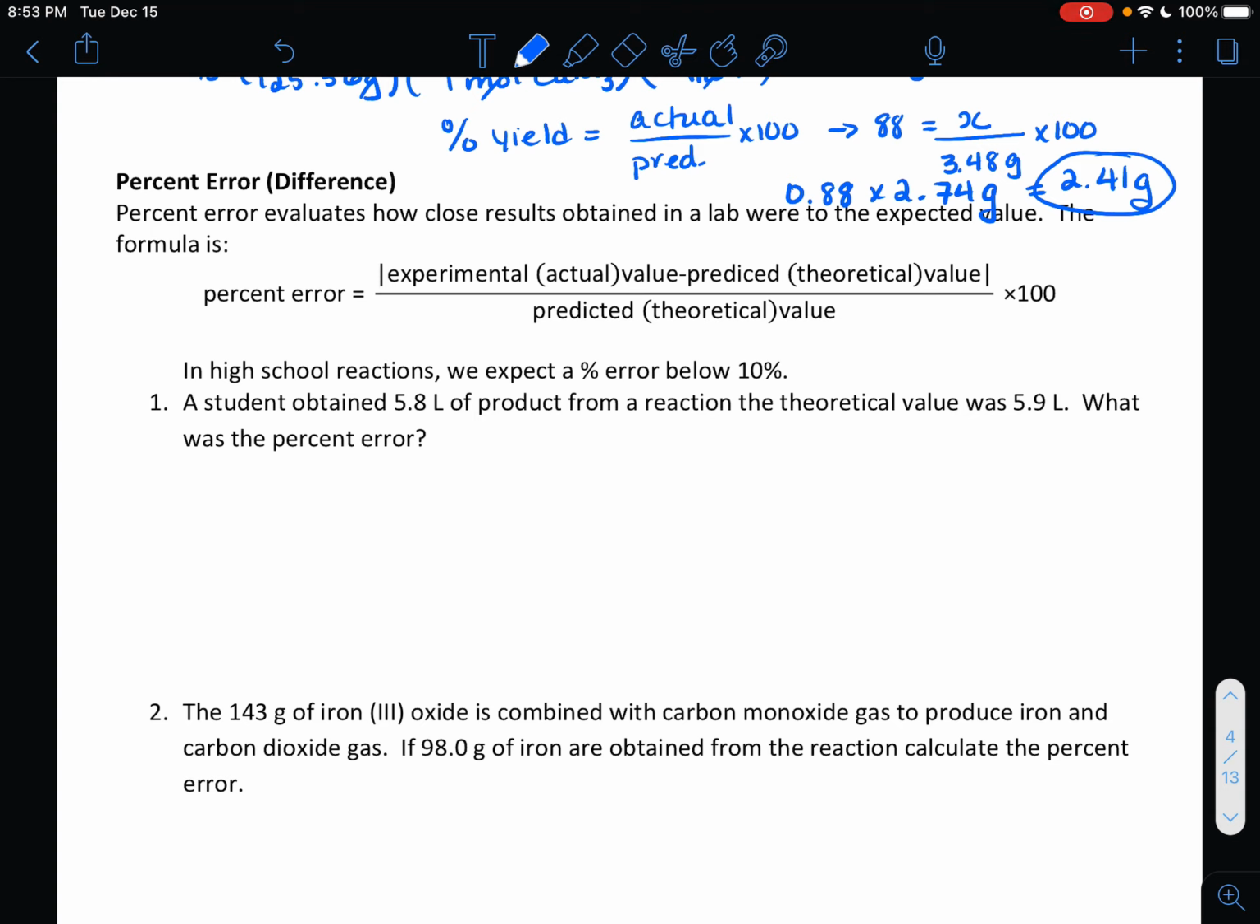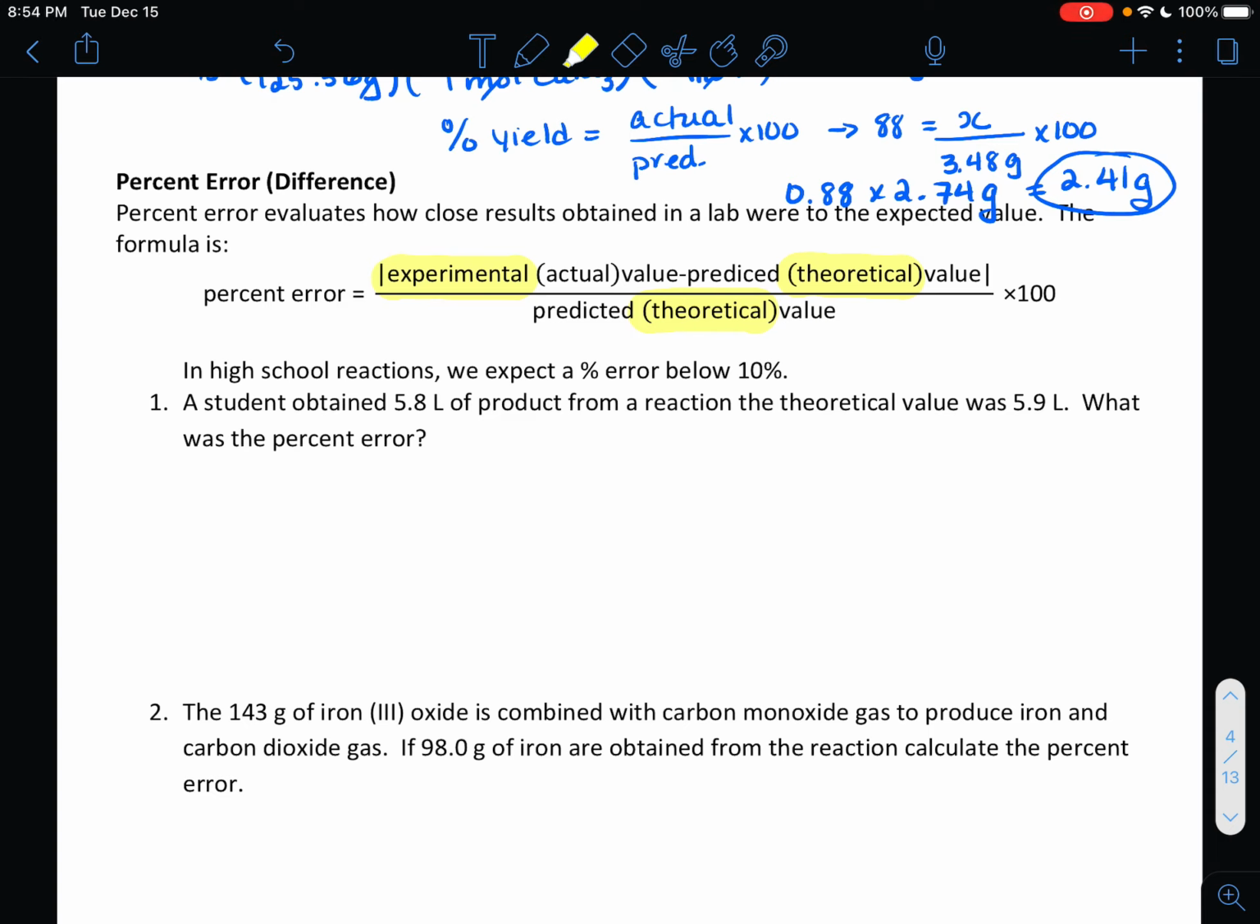So it's not how much we got of the total, but how far off we were from the expected. So our formula here is the experimental, and I like to use the word experimental instead of actual because it seems like it comes from the lab, over theoretical, which is what we get when we calculate it, divided by theoretical, times 100. So we have to do an extra step where we subtract.